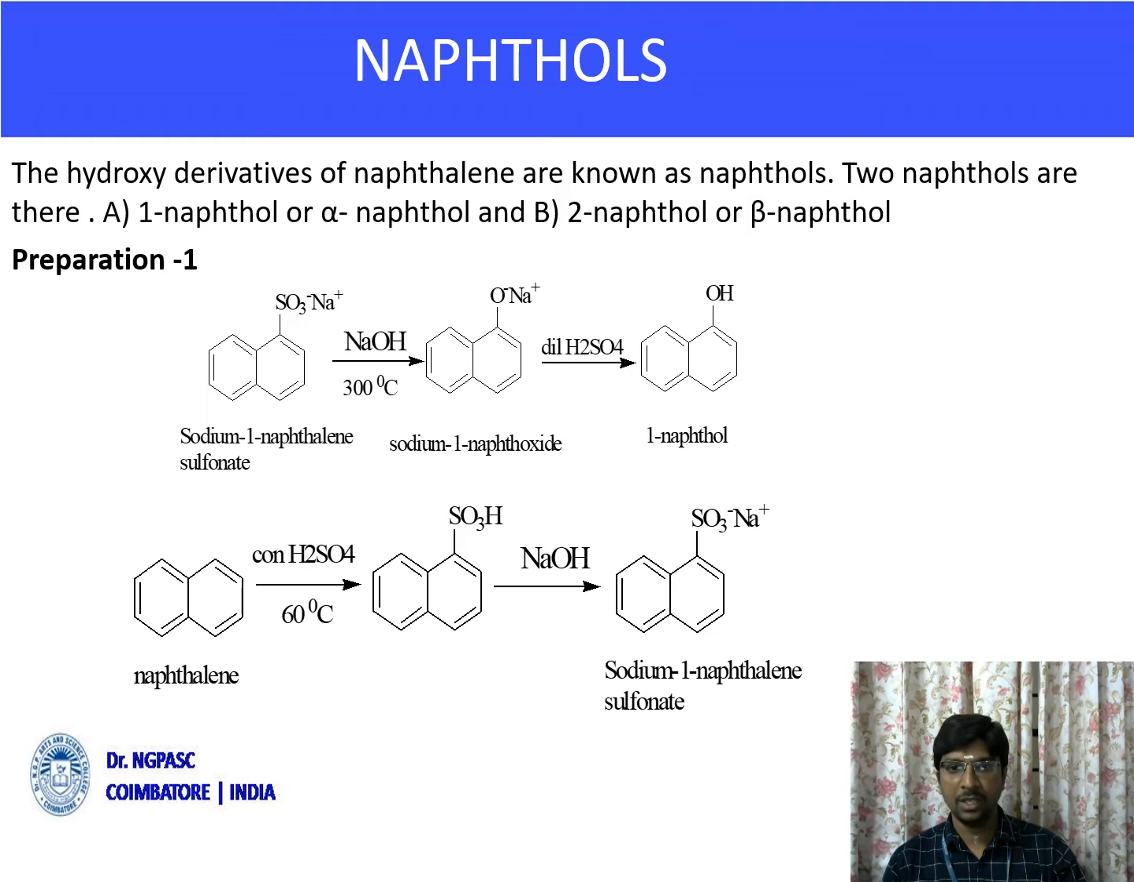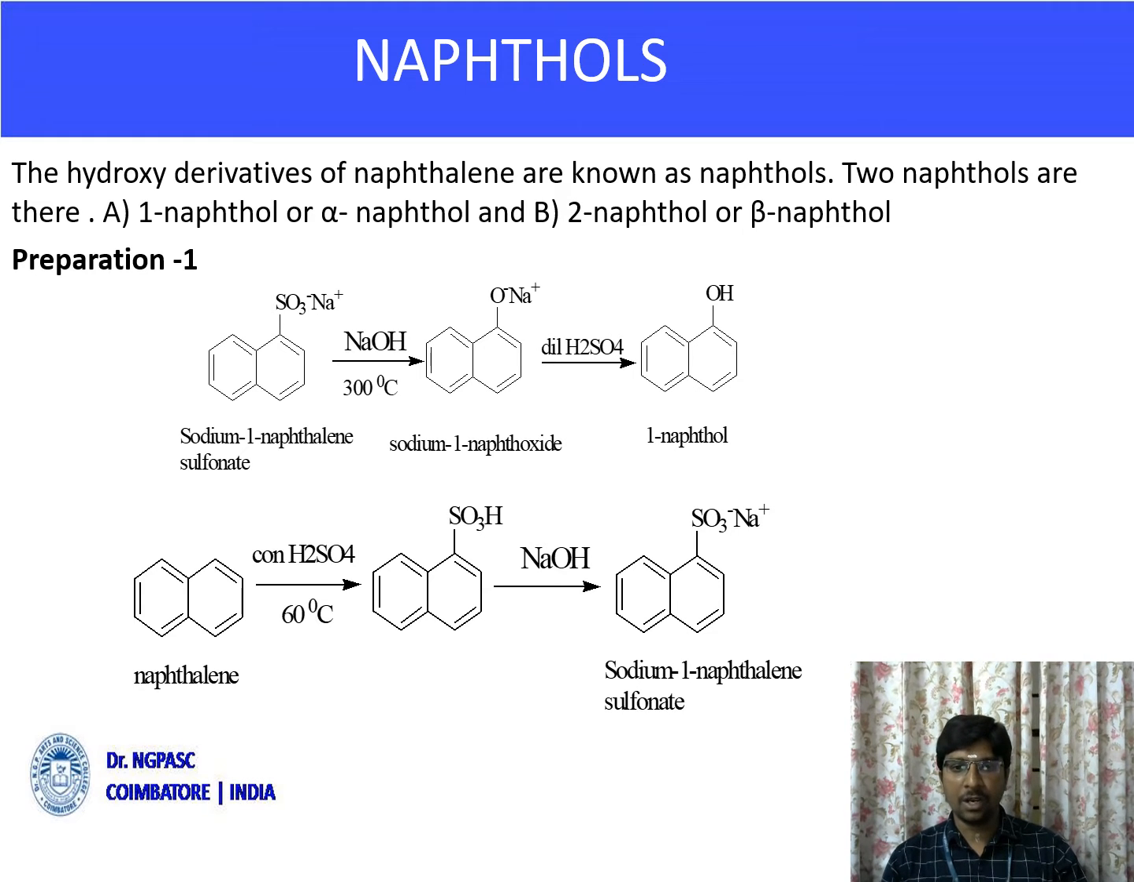And the first topic is the preparation of alpha naphthol. Usually there are two types of naphthol. The first one is 1-naphthol or alpha naphthol, and the second is 2-naphthol or beta naphthol. So two naphthols are there, and the first one is alpha naphthol. How can we prepare the alpha naphthol?